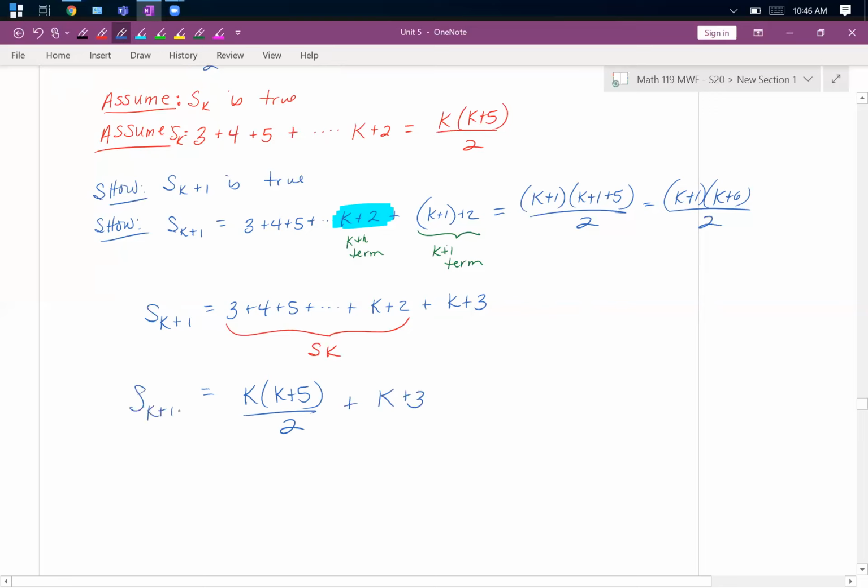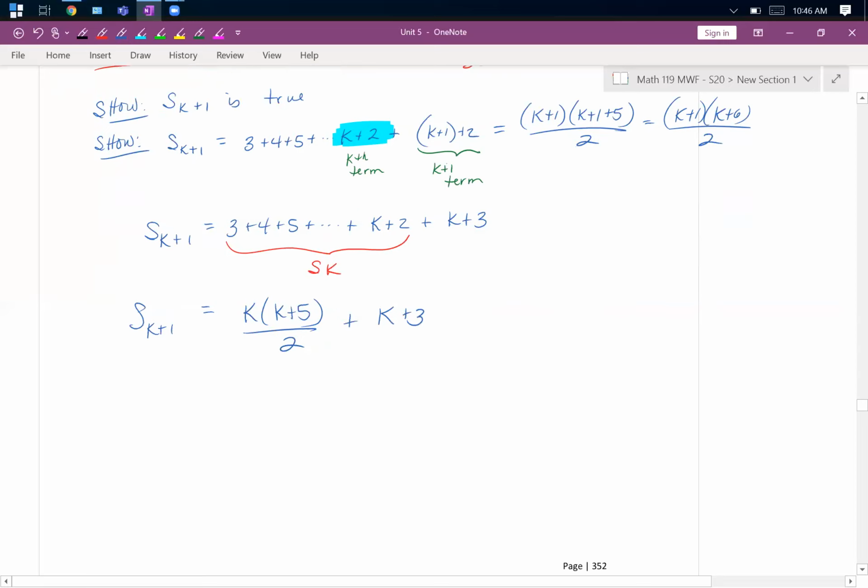And we're going to do the same substitution every single time. We're going to do it the same way, and then we're going to substitute everything except the last term for whatever we assume S sub k to be. And now we need to add up what's left. So I'll have to get a common denominator.